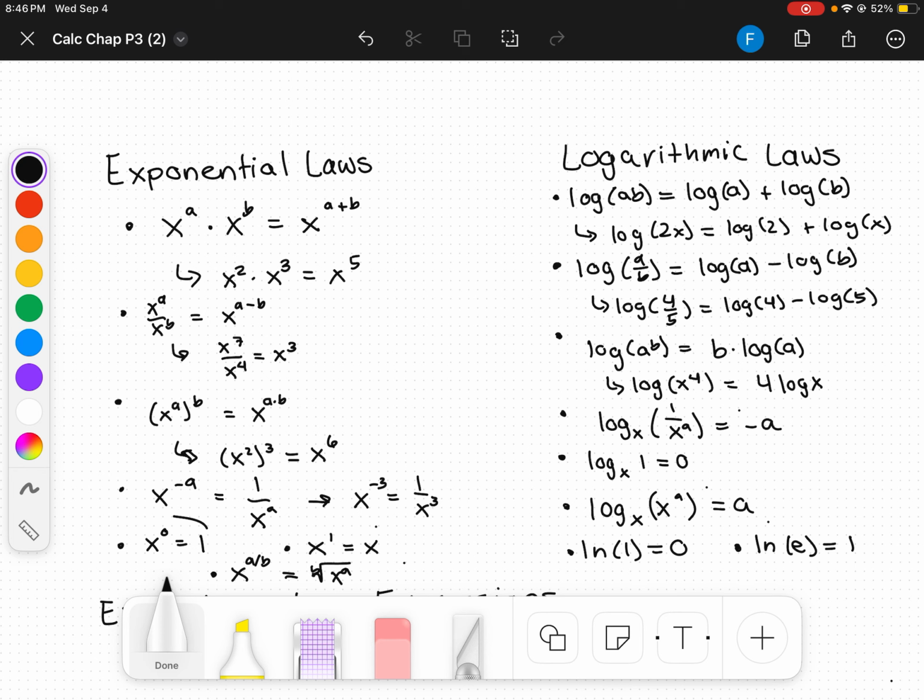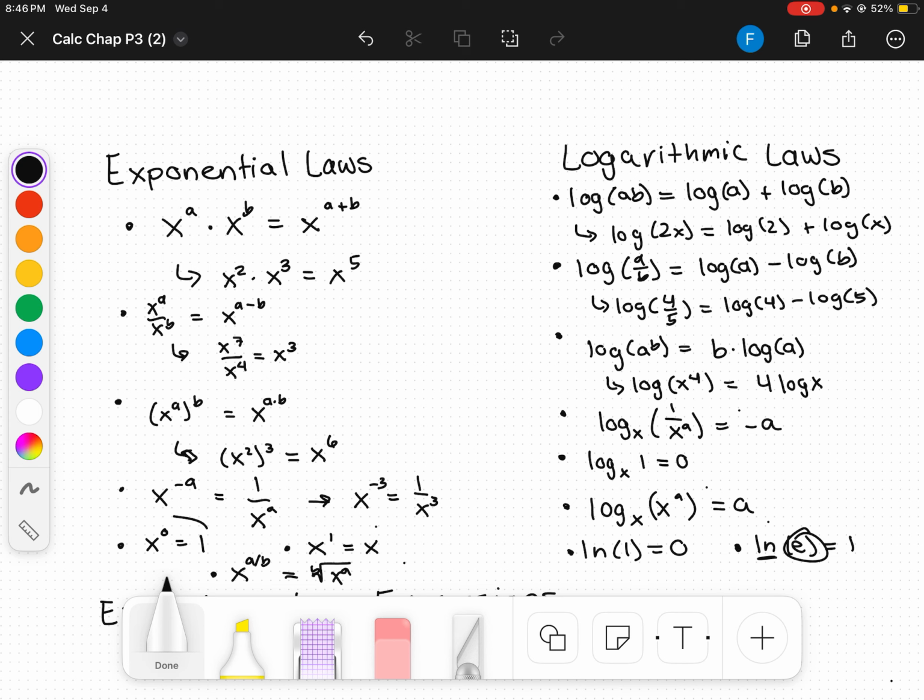So natural log, we just simplify it, right? ln. Pretty sure it comes from Latin. Oh, now it's going to bother me. I have to look that up and make sure what that comes from. But ln stands for natural log, and that just has a special base of e, that number right there.